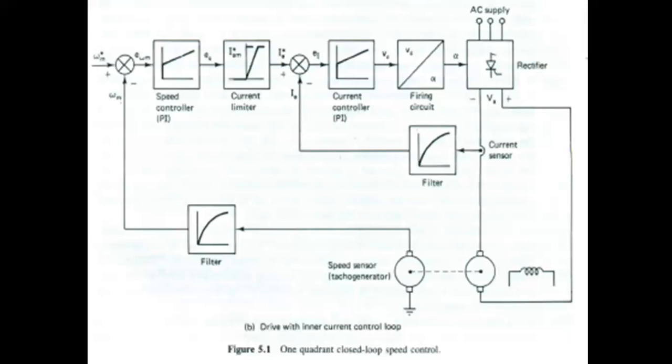The inner current loop provides a closed loop around the rectifier and the control circuit. So any variation in their gain has much less effect on the drive performance. The transient response of the drive with the inner current loop is superior to that of the normal current limit control.